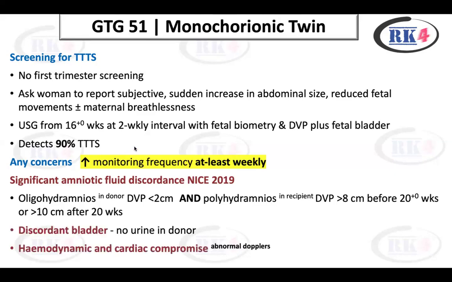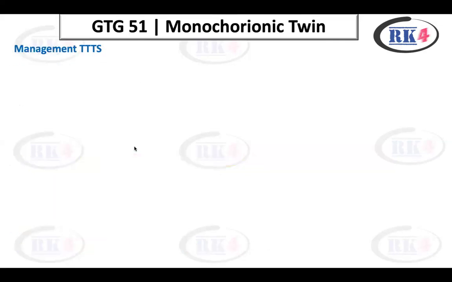Another concerning feature is that there is no urine in the donor. That means it's becoming stage 2. And if there is hemodynamic and cardiac compromise, when it is evident on the abnormal Dopplers. So if any of this starts to develop, you find any of this, increase the monitoring to at least weekly.